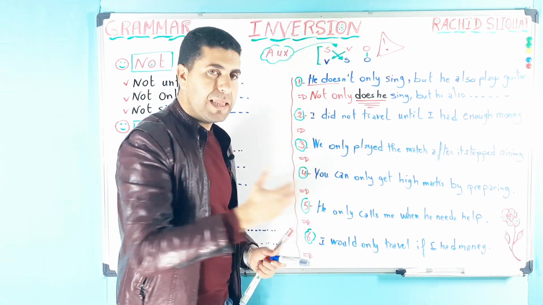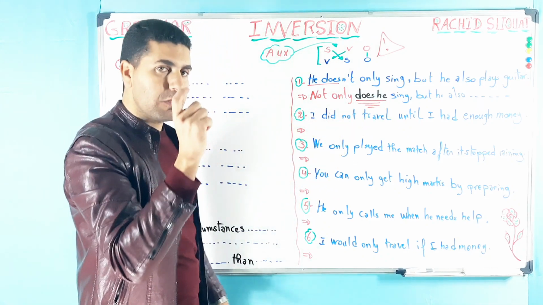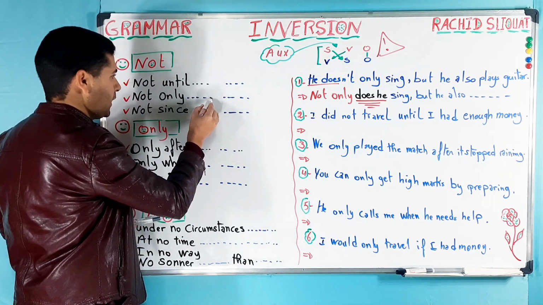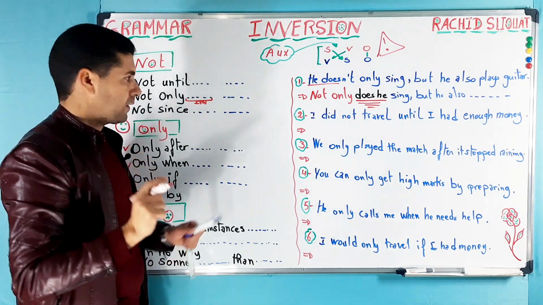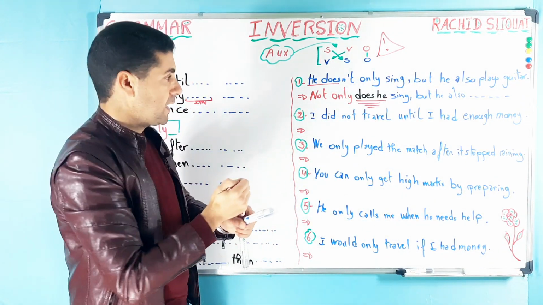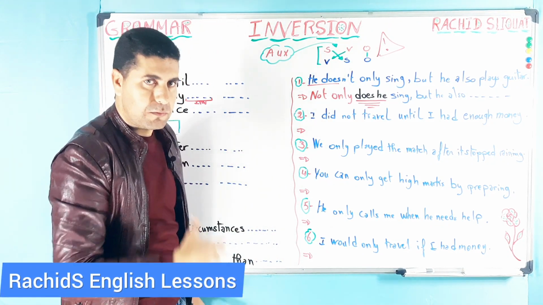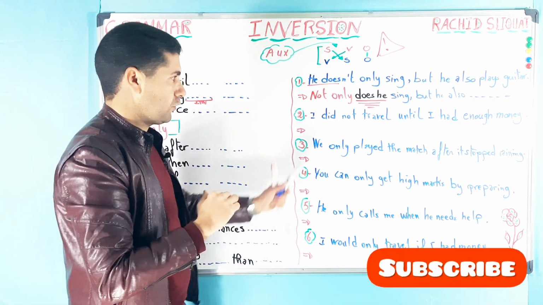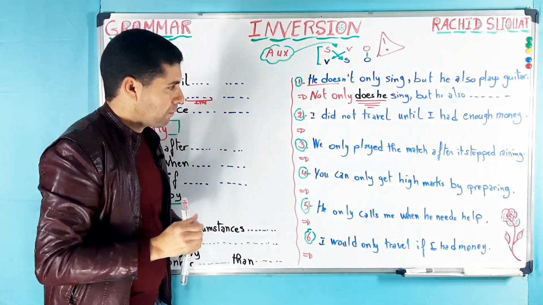As you can see, we applied inversion in clause number 1. Not only does he sing, but he also plays guitar. So you can give your own examples and try to apply inversion with not only in the beginning. This is good for practicing. Let's go to number 2.